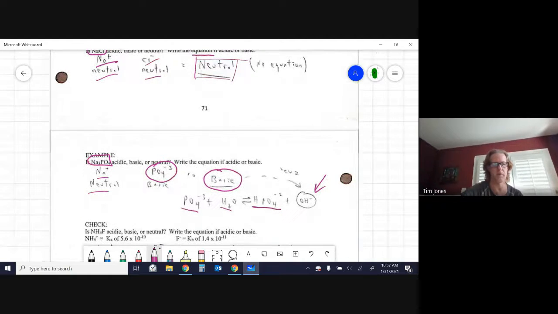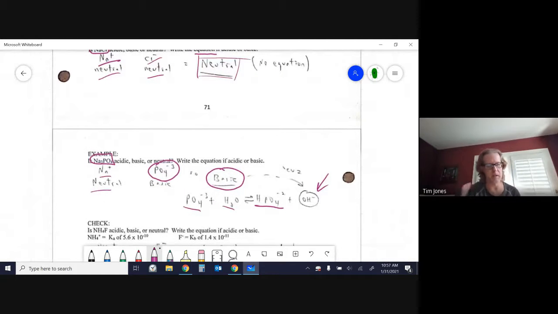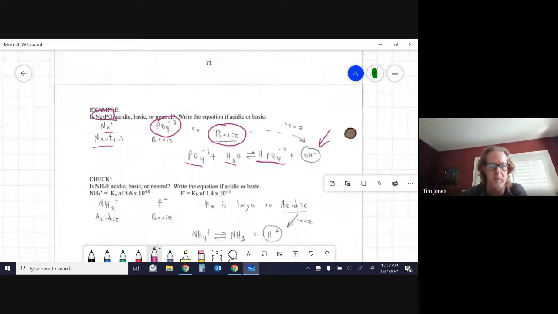Again, try the next one on your own. The fact that I'm giving you the Ka of something and the Kb of something else probably means you're going to have to use them. I don't typically give them just to trick you. And in this case, here's what happens.